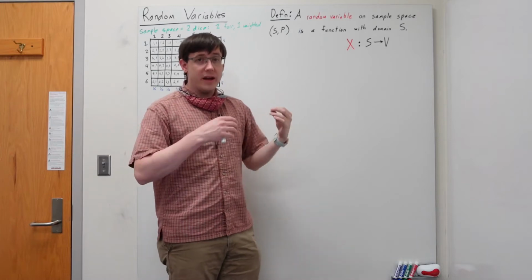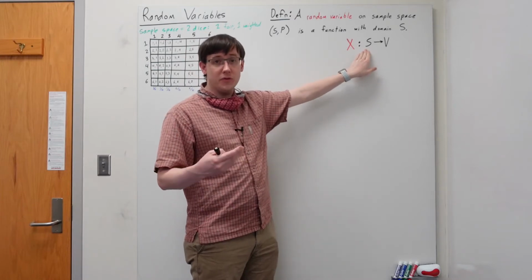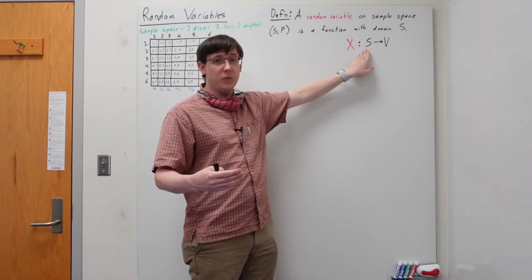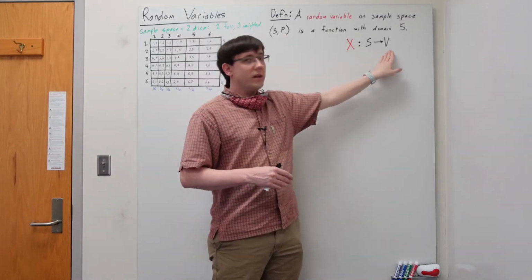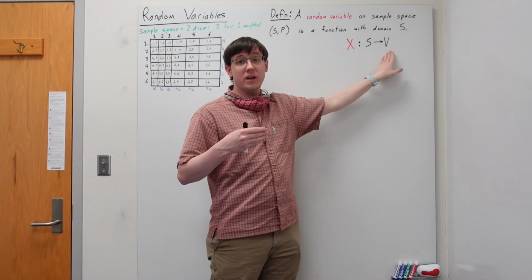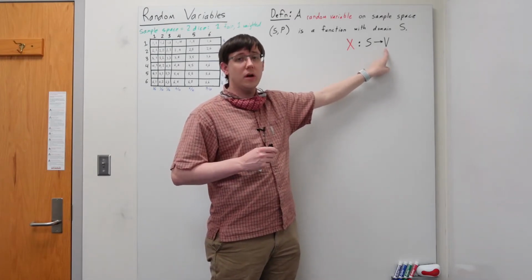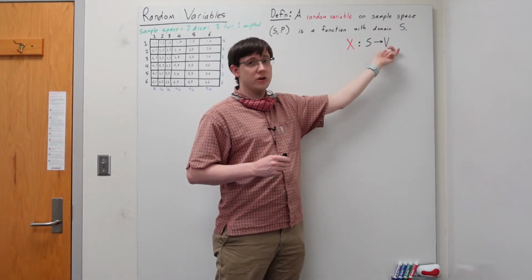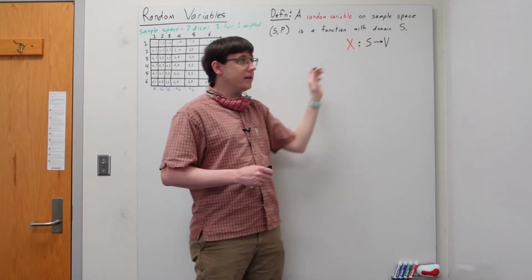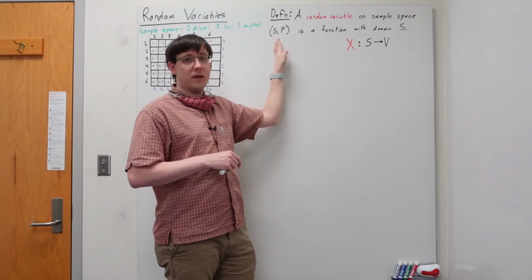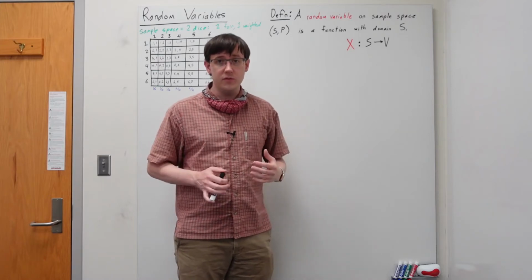And then we can define a function that maps the outcomes in the sample space, which occur randomly according to our probability function, into the values that the variable can take on. So the possible values of the random variable are the image of the function, and the domain of the function is the set S from our sample space. To make sense of this definition, let's look at some examples.